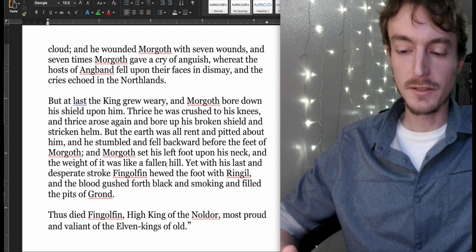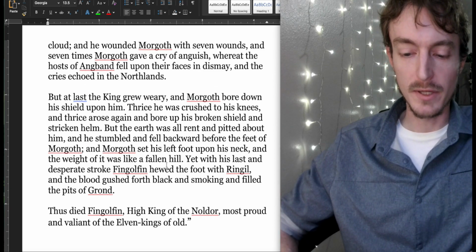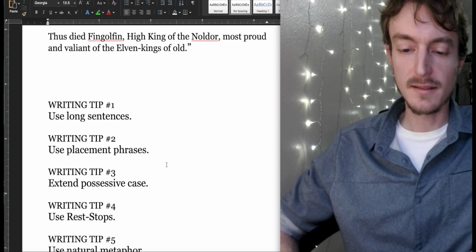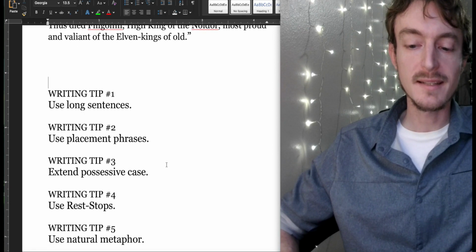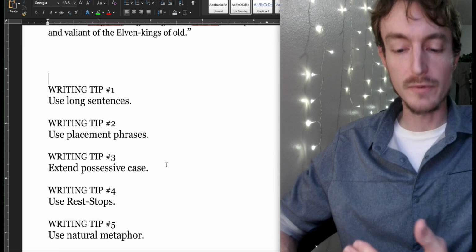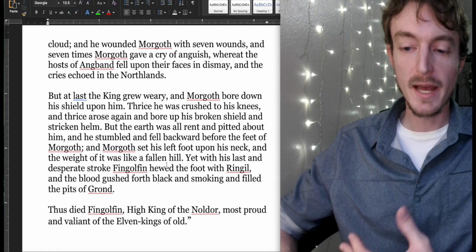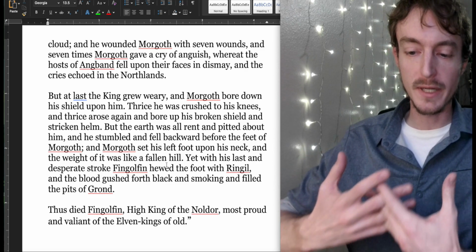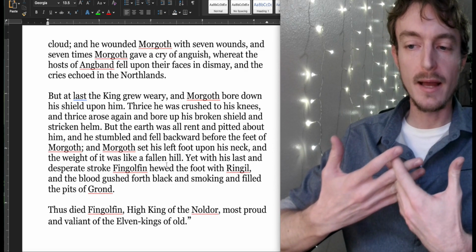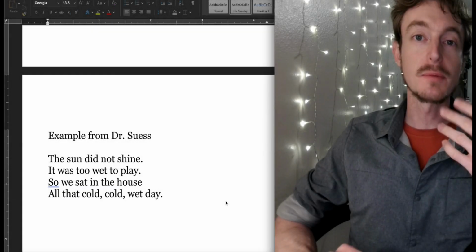That's a great passage, and you see a lot of the stuff that we talked about. Use long sentences, use placement phrases, extend the possessive case, use rest stops, use natural metaphor. You see all of these things in this passage, and it really all works together to create a really epic and high style.